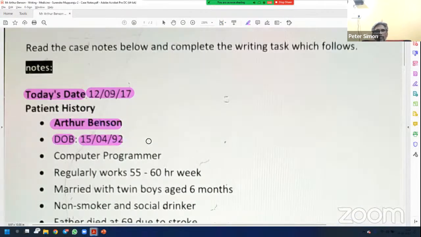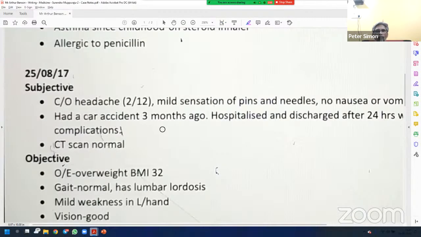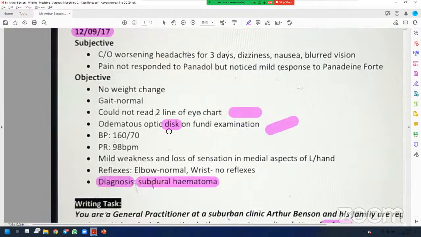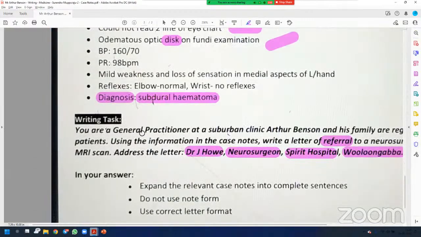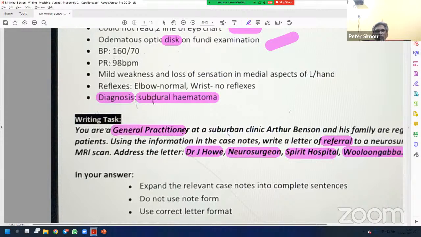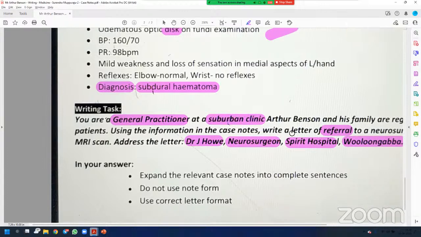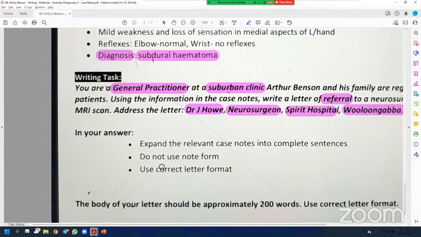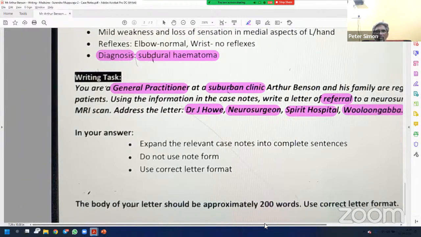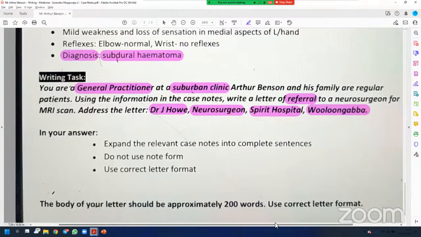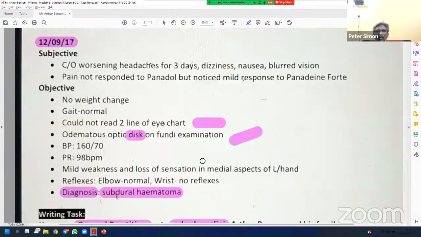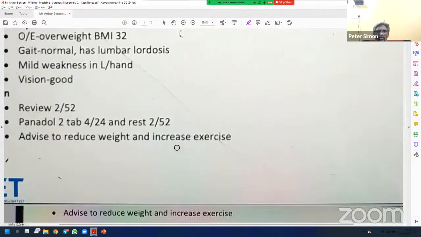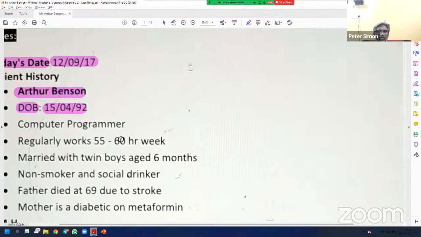And where are you, general practitioner? It's in the task. You are a general practitioner, you wrote. But why did you not write a suburban clinic? After sending your Benson case, he and his family are regular patients. Okay. So do you have any state or country or anything related to where he is staying? No. Not given. Okay, fine.